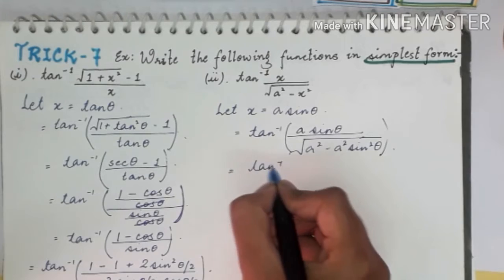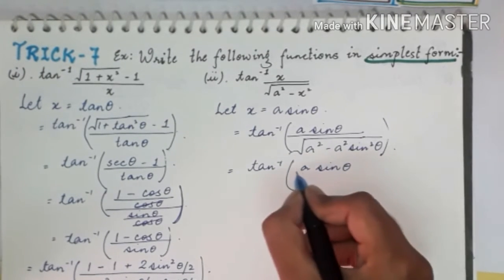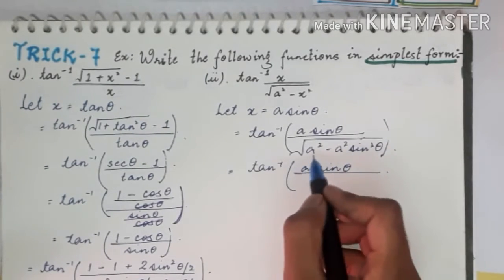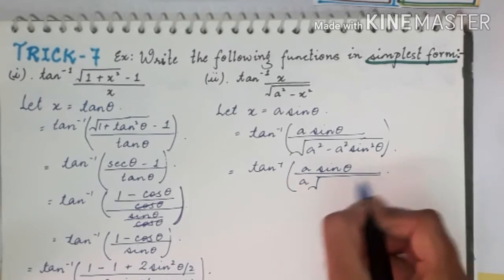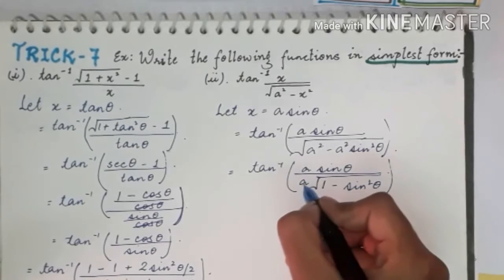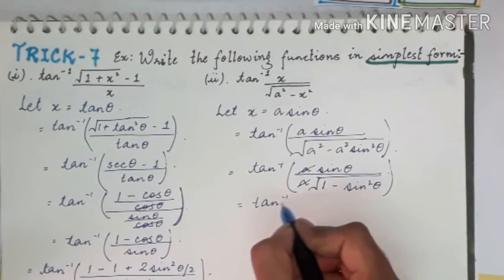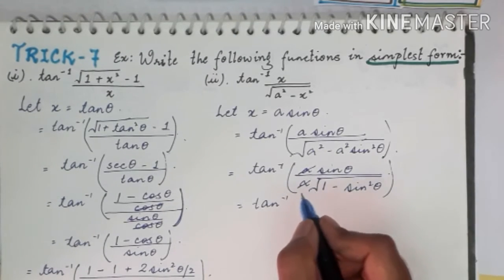Now the question gets simplified. See, take a square common, then a comes out of the root. Inside we get 1 minus sin square theta. This is the way how you have converted such a complicated expression in terms of tan theta by letting the value of x.